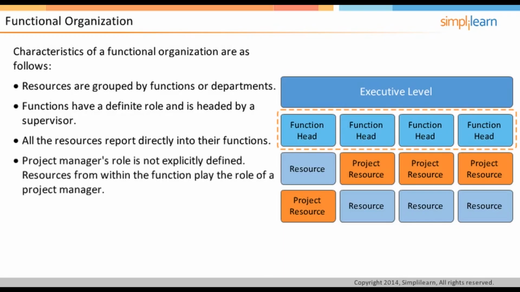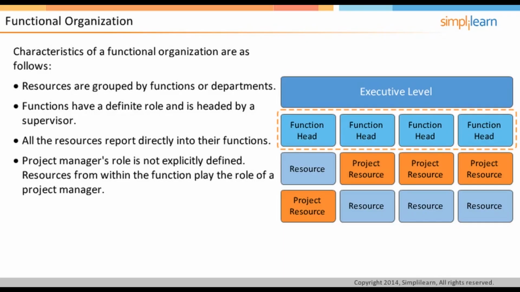You would notice that in a functional organization, the project manager's role is not explicitly called out. When a functional organization embarks on a project, each of the functions that are involved may volunteer some resources to work on the project. One of these resources may end up playing the project manager's role. The resource assignments may not even be full-time, and sometimes even the project manager is part-time.